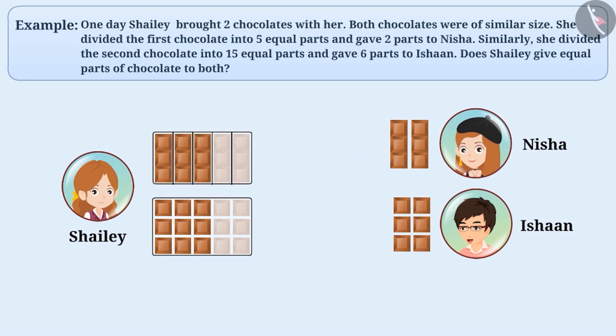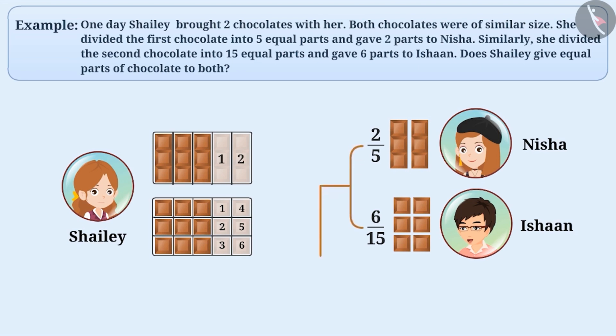Shelley divided the first chocolate into 5 equal parts and gave 2 parts to Nisha. This means she gave 2 by 5 parts of chocolate to Nisha. Then she divided the second chocolate into 15 equal parts and gave 6 parts to Ishan. This means she has given 6 by 15 parts of chocolate to Ishan.